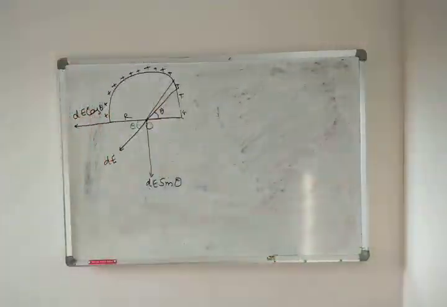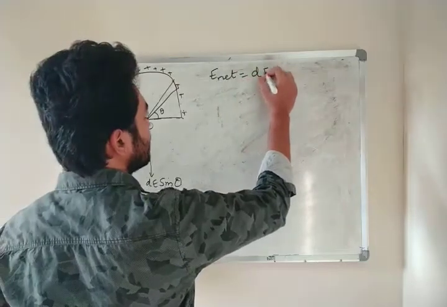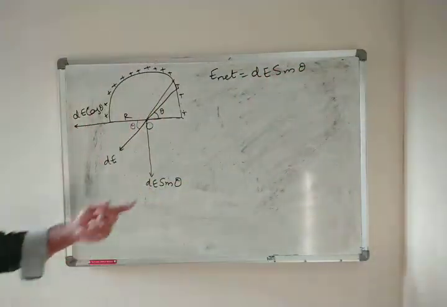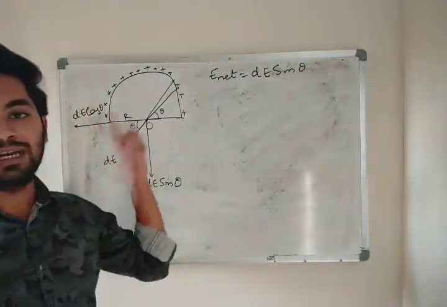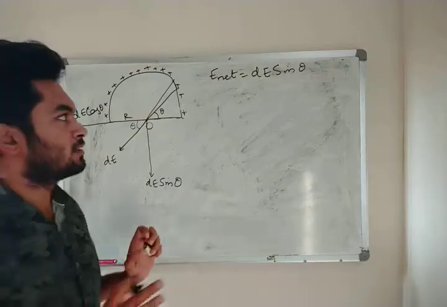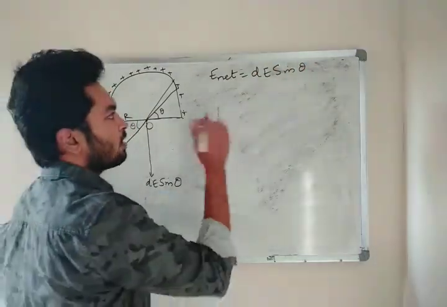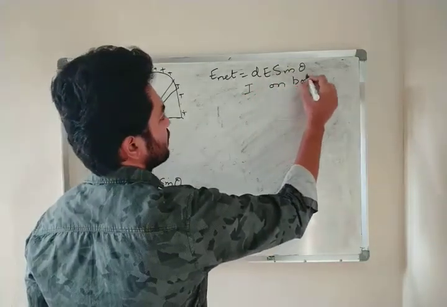So E net is equal to, finally what you get, E net is equal to dE sin theta. So why did dE cos theta not come? Because dE dash cos theta and dE cos theta got cancelled. That is why we are left only with dE sin theta. Now I am applying integration on both sides.